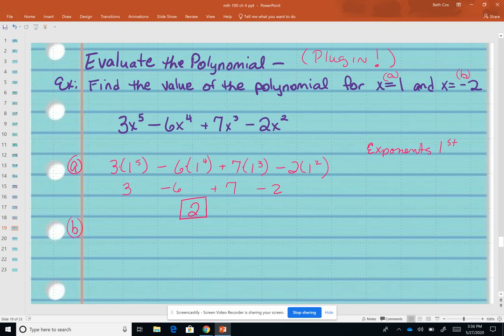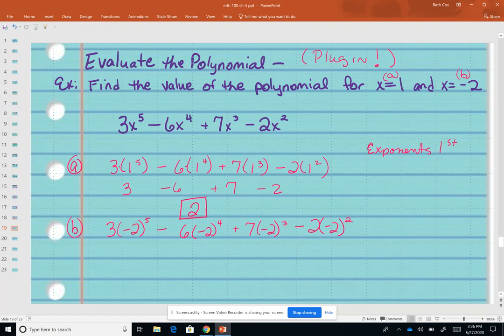All right, now B is going to be trickier, because anytime you throw in a negative, you've got more tricks to deal with. So here we go. We have 3 times negative 2 to the 5th, and I'm going to leave that outside. Minus 6 times negative 2 to the 4th. Plus 7 times negative 2 to the 3rd. Minus 2 times negative 2 to the 2nd.